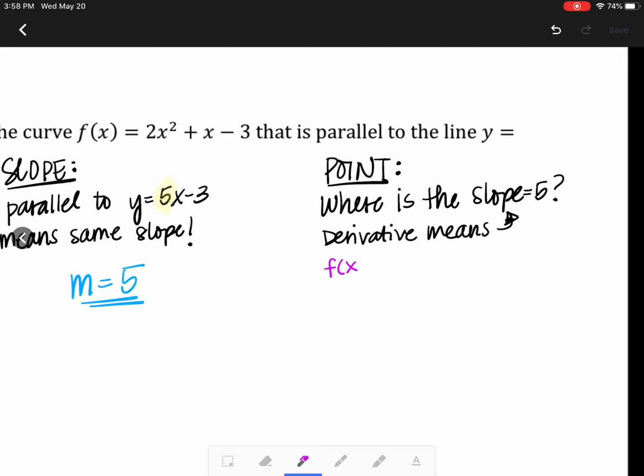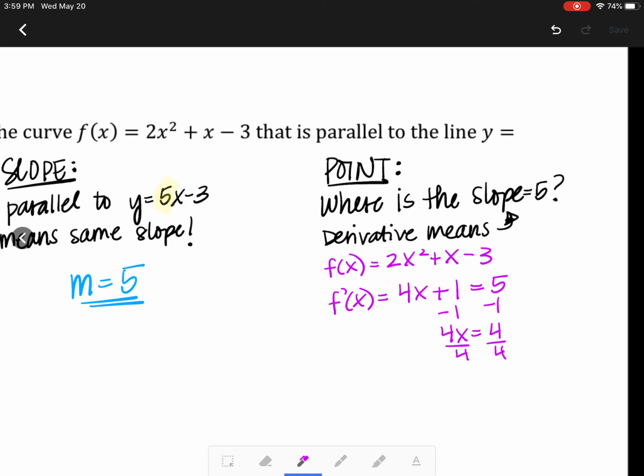So if our function is f of x equals 2x squared plus x minus 3, finding the derivative with the power rule, f prime of x equals 4x plus 1. That is the slope everywhere. That is the slope across the whole function. But I want to know where the slope equals 5. So let's actually solve this for 5. So there we go. At x equals 1, our slope is 5.